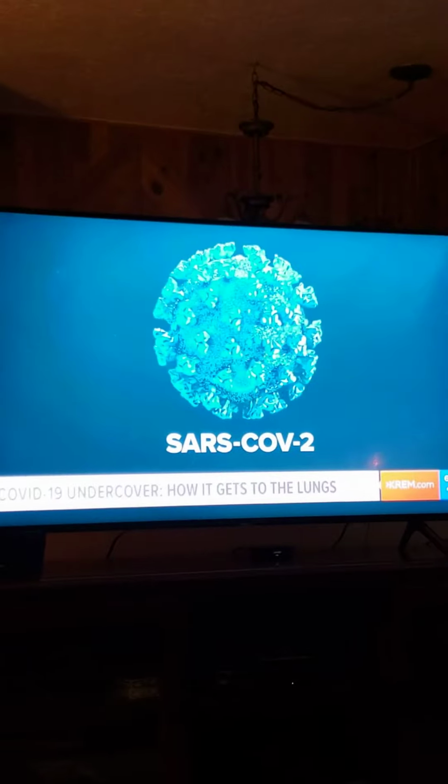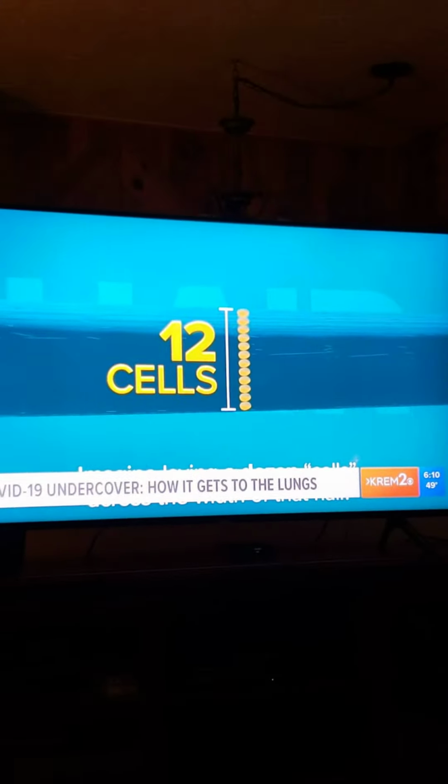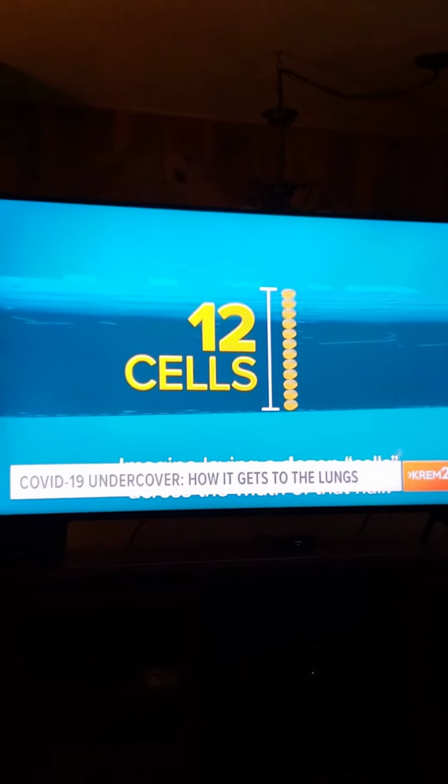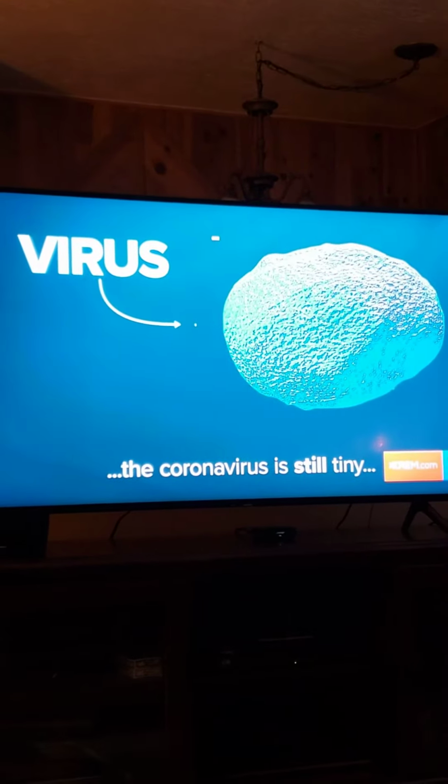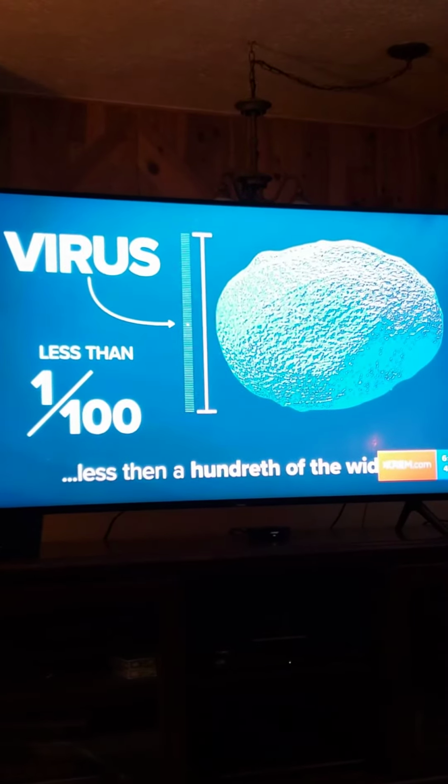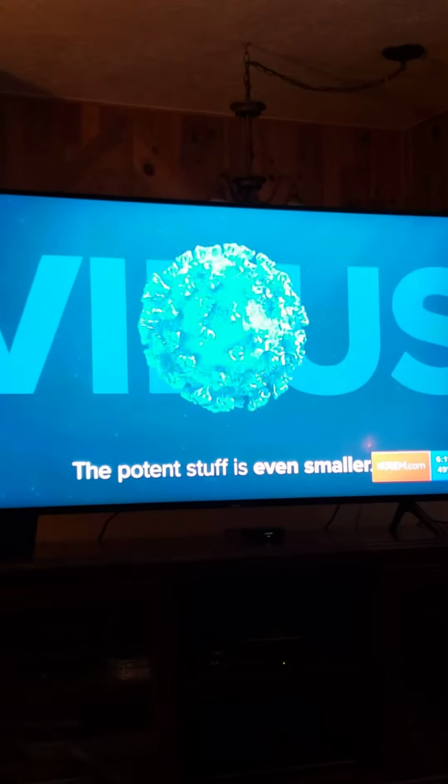It's too tiny to see with your naked eye, so you've got to think small. Picture just one strand of your hair and stretch that out. Imagine laying a dozen cells across the width of that hair. That's about how big some of your lung cells are. And next to a human lung cell, the coronavirus is still tiny, less than 1/100th of the width. The potent stuff's even smaller.